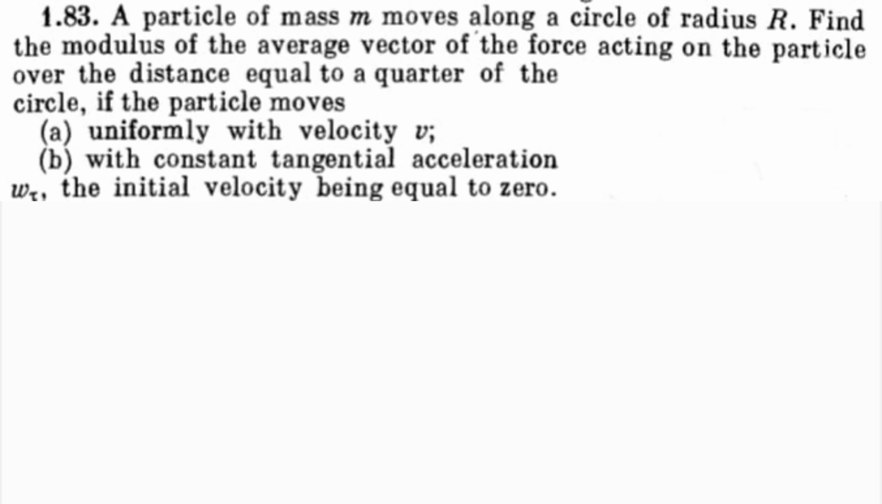So we are dealing with the sixth problem in this segment, and the sixth problem is problem number 1.83. The problem is suggesting a particle of mass m moves along a circle of radius r. Find the modulus of the average vector of the force acting on the particle over the distance equal to a quarter of the circle if the particle moves uniformly with the velocity v, and in the b part with constant tangential acceleration a, the initial velocity being equal to 0. So let us first understand.